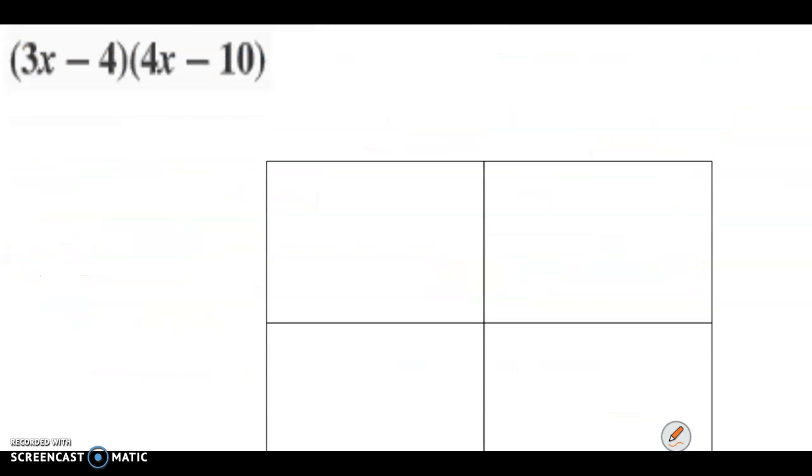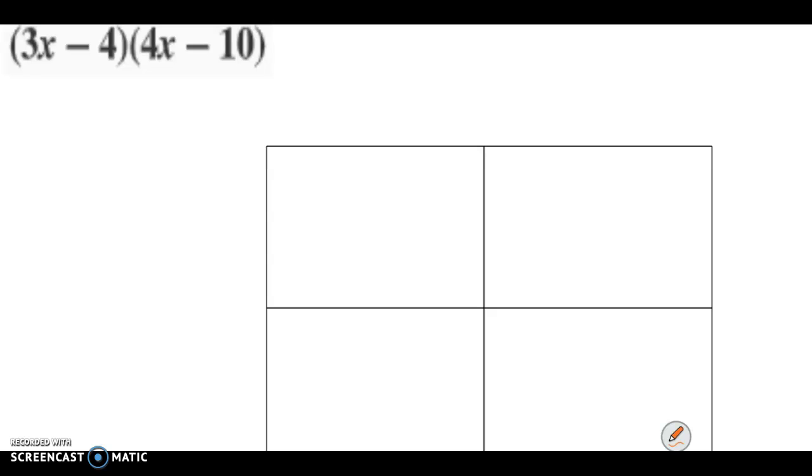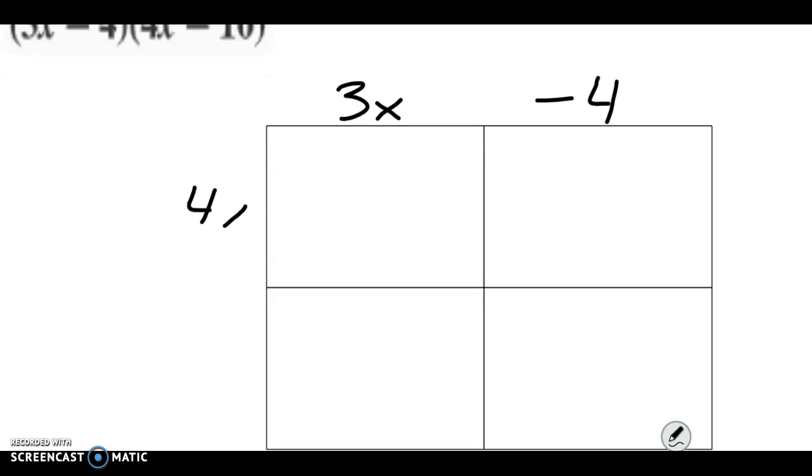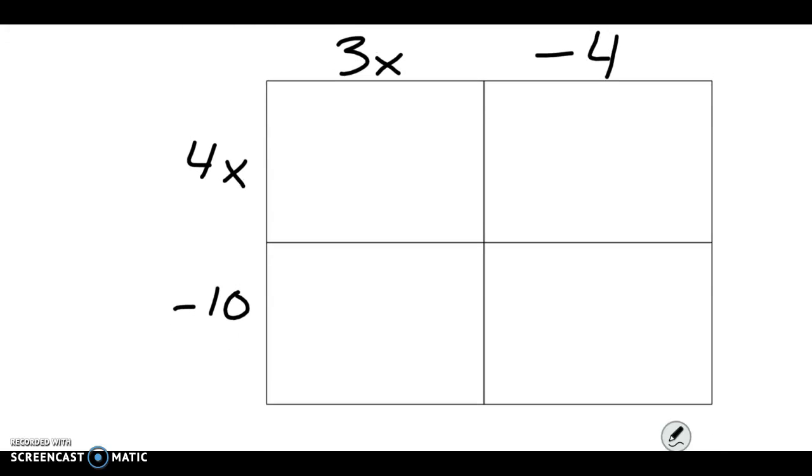So again here, let's try the box method here. So you've got 3x and -4 along the top. Doesn't matter which one you put on the top or the side. And then 4x minus 10 along the left. Okay, so first box, you're going to have 3x times 4x. That's going to be 4 times 3 is 12. X times x is x squared.